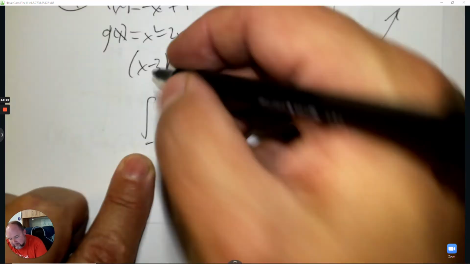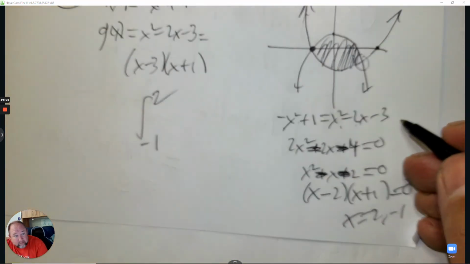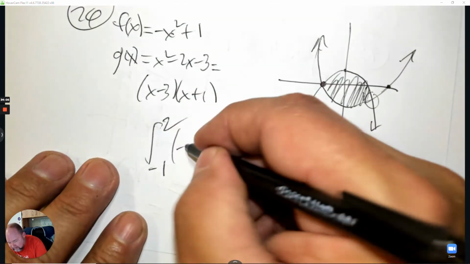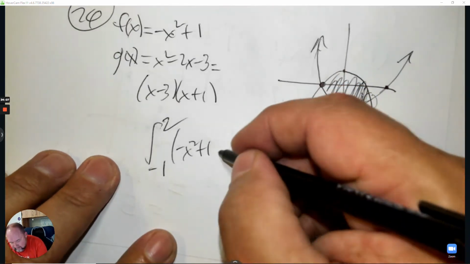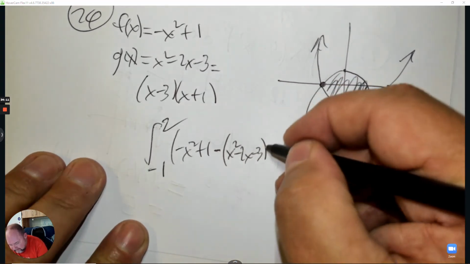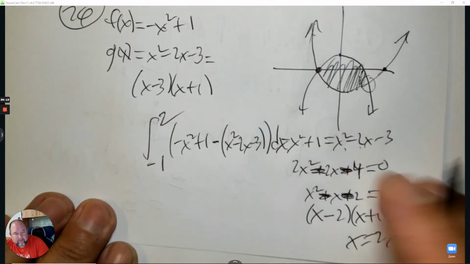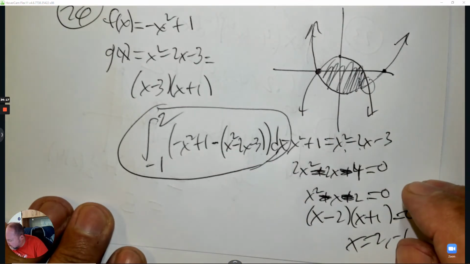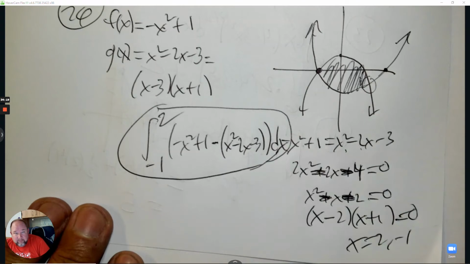So I already saw that. So the other one to bound is 2, which makes sense looking off the graph. And then the top is negative x squared plus 1. Subtract the bottom, which is x squared minus 2x subtract 3 dx. And there it is. And it said don't actually integrate it, right? So that would be the area of it. 27.